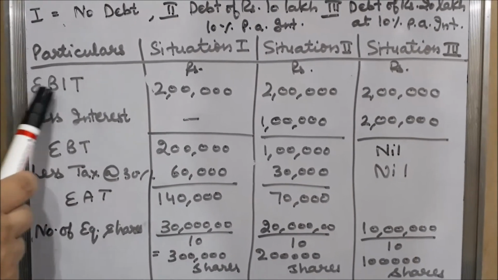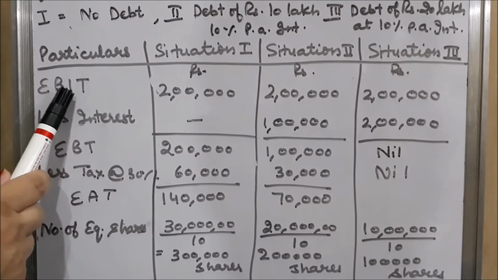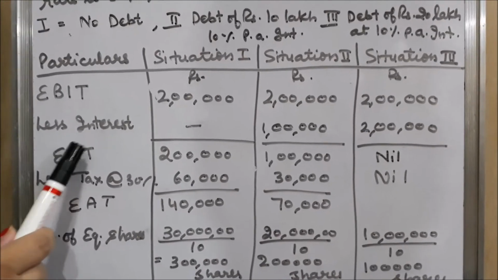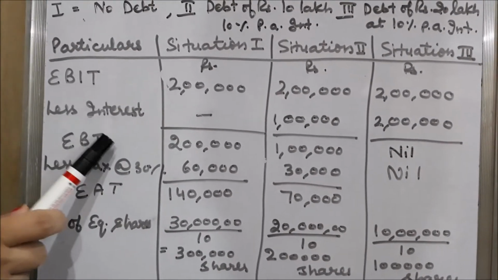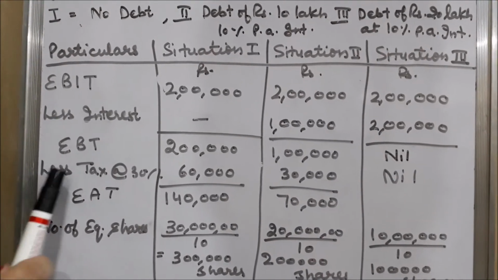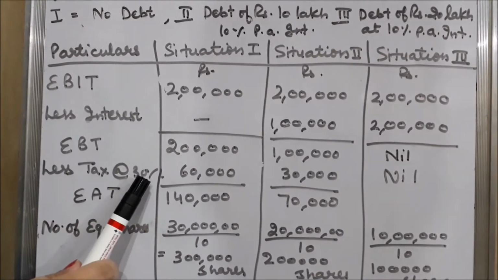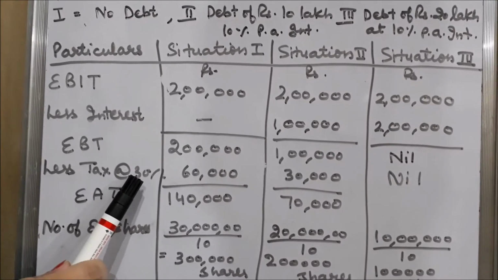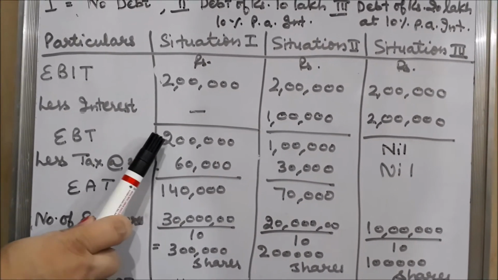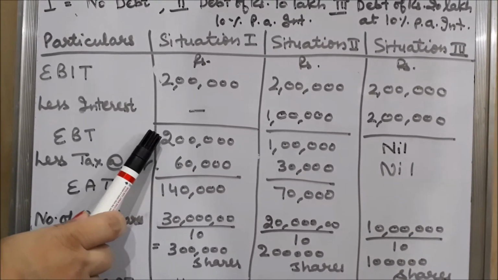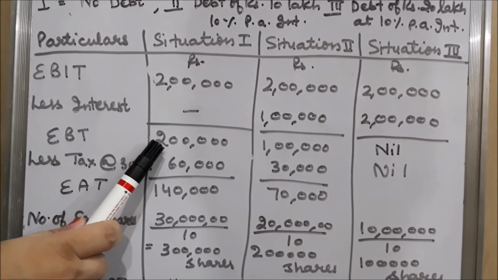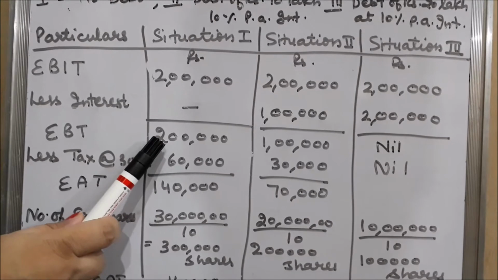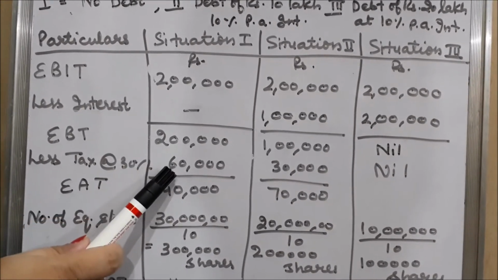So from EBIT, interest is deducted, and I am getting EBT, earning before tax. Now from earning before tax I have to deduct tax at the rate of 30%. Now 30% will be calculated on the earning, because tax has to be paid on the earning. So in the first situation, earning is rupees 2 lakh, so 30% of 2 lakh is 60,000.